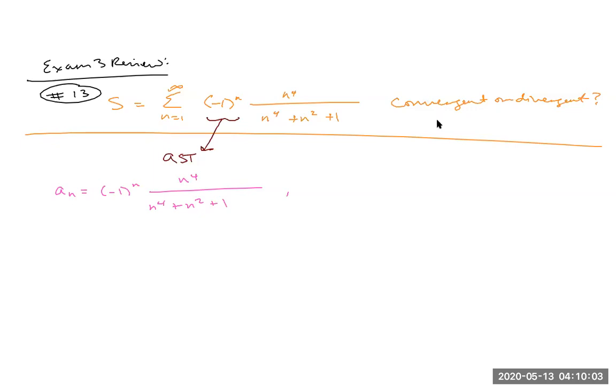B sub n is going to be the absolute value of that, n^4 over n^4 plus n squared plus 1.